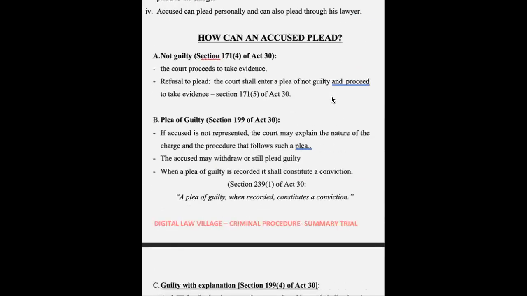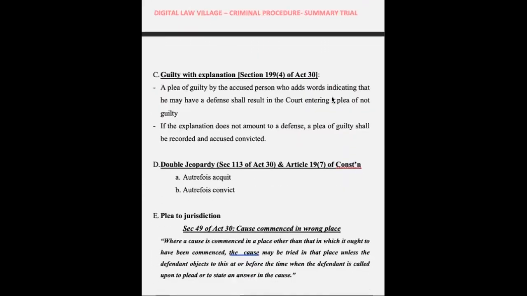The accused can either plead guilty, not guilty, or guilty with explanation. The accused can also plead double jeopardy. And this is actually a fundamental human right under the 1992 Constitution. In a separate lecture, we shall deal with the full defense of double jeopardy.